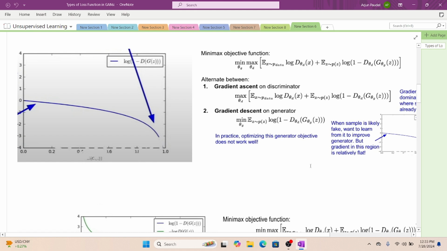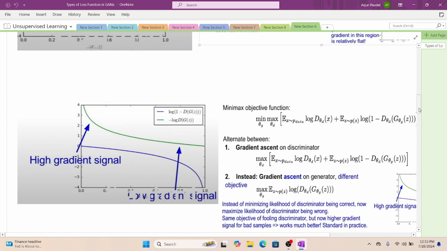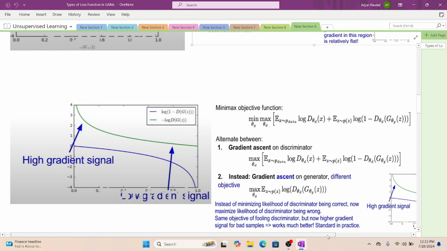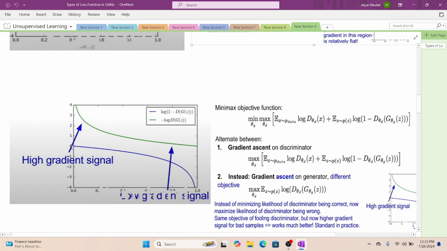So what we're going to do is modify this loss. We are not modifying the discriminator loss, we're modifying the generator loss. And how can we modify it? Here is the original one, and we'll modify it with this loss function.